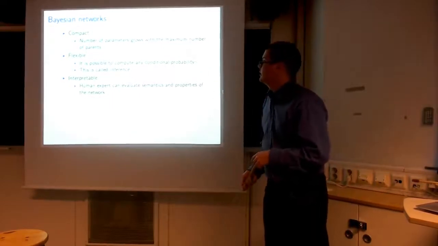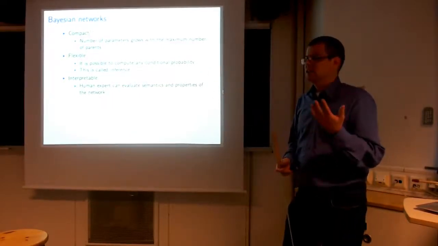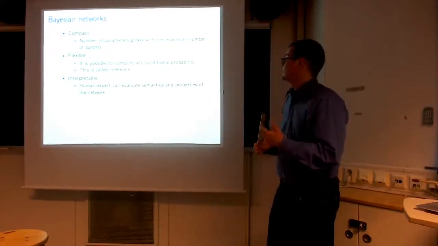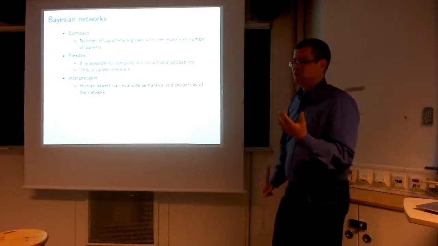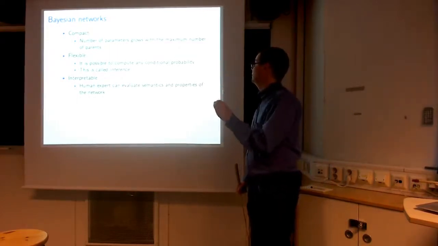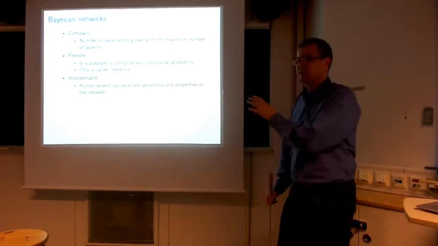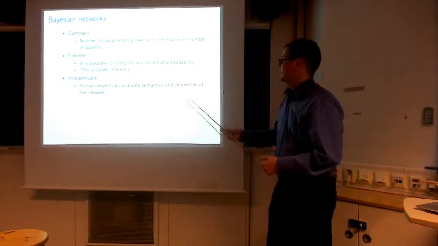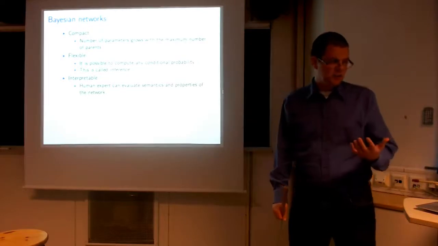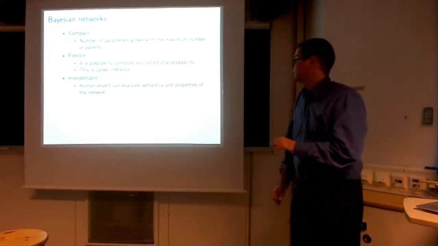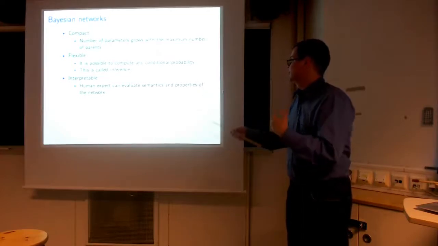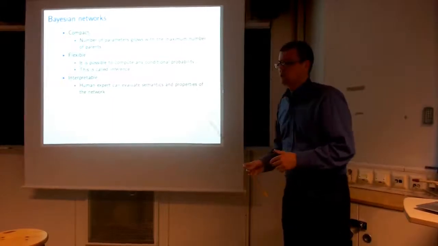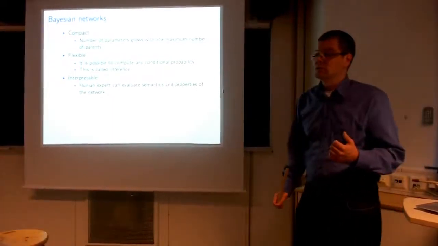Then, although this is a compact representation, it's flexible. We still have the full joint distribution, so we can compute any conditional probability, that is, any probability of some set of variables given some other set of variables. This task is called inference. And then these are interpretable, so a human expert can just look at the structure and tell about properties and relations between variables, and under some assumptions we can also draw some causal conclusions.